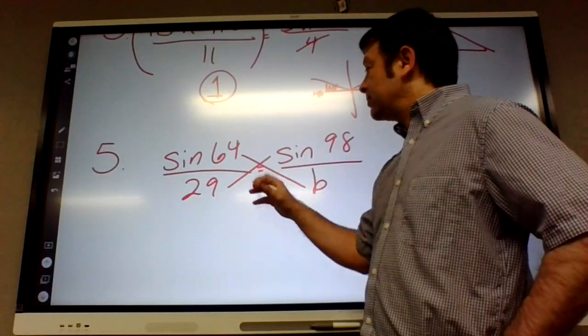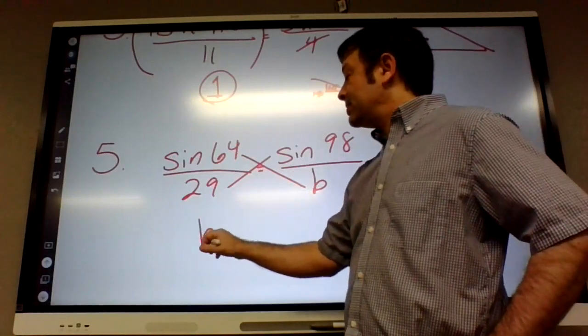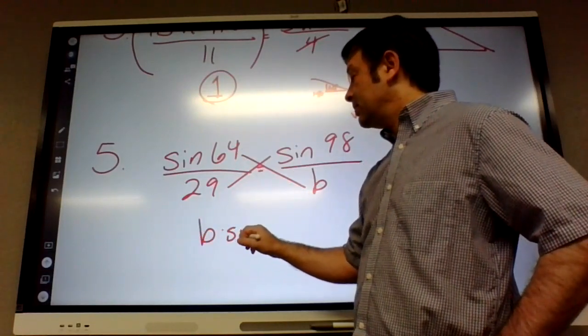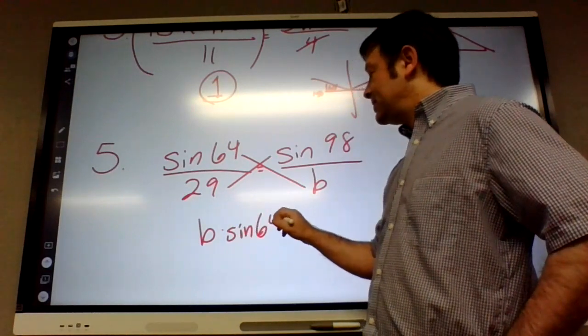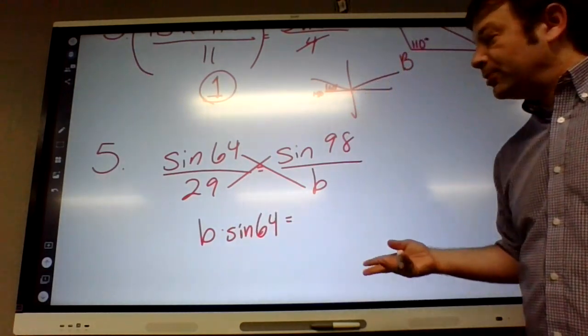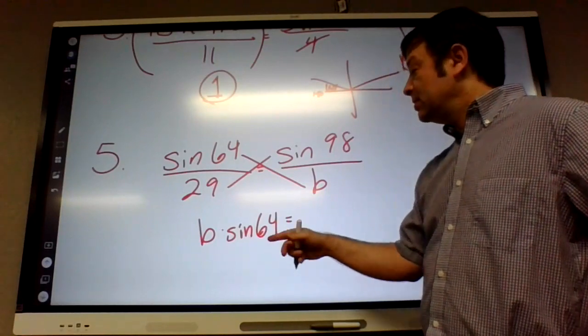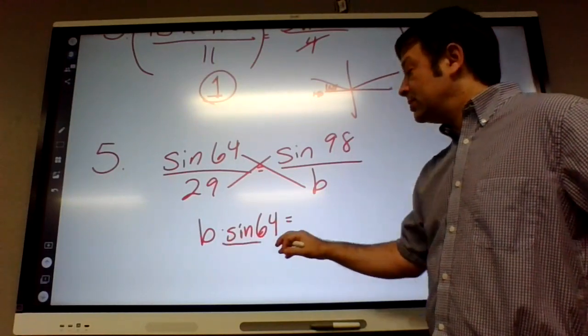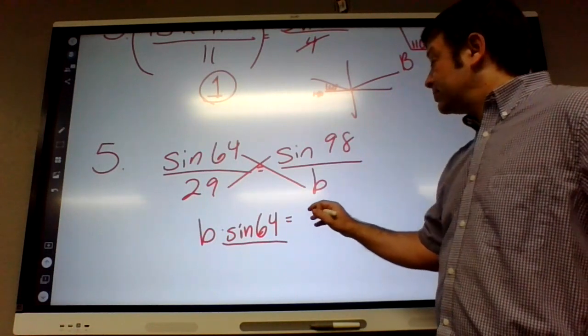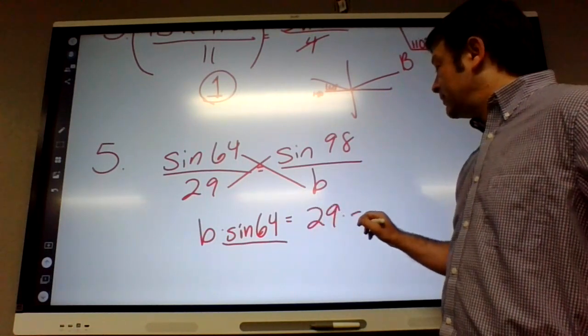So let's go ahead and do the full cross multiply. So B times sine of 64. Sine of 64 just comes out as one number. It's some weird decimal. We don't know what it is right now, but just think of that as one number. Equals 29 times sine of 98.